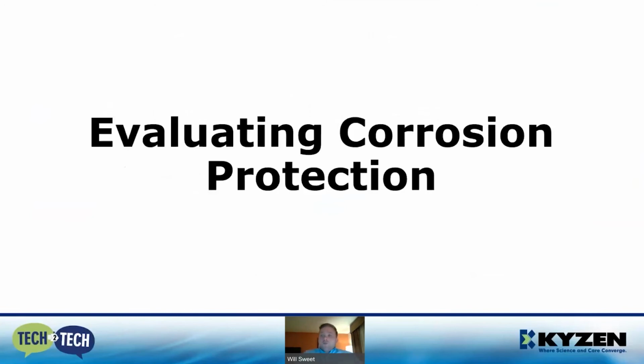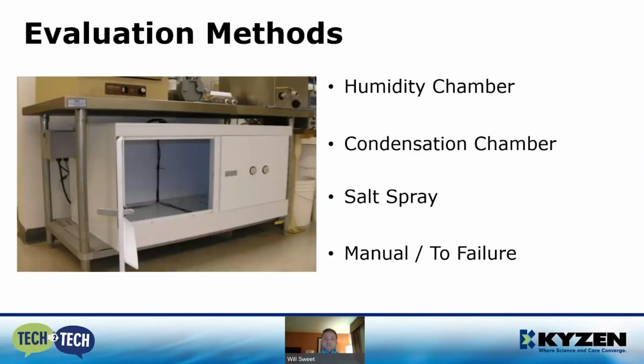Finally, moving on to evaluating corrosion protection methods. A few different ways you can do that with a few different types of machines. There's humidity chambers out there, condensation chambers as well, and that's actually on the left, that's a picture of a condensation chamber. There are salt spray chambers, and there's also a manual to failure option that you can always use.